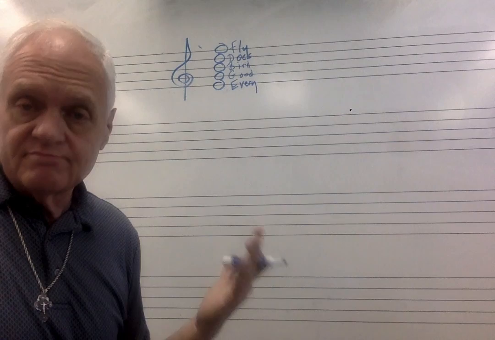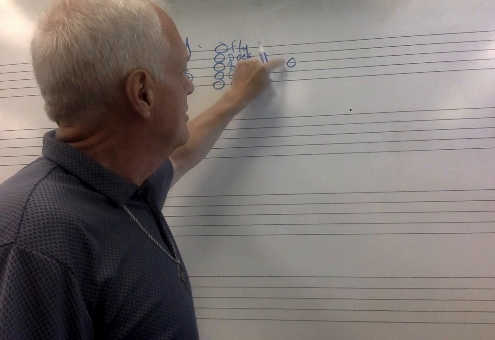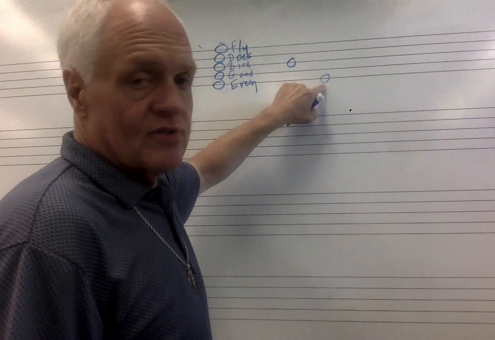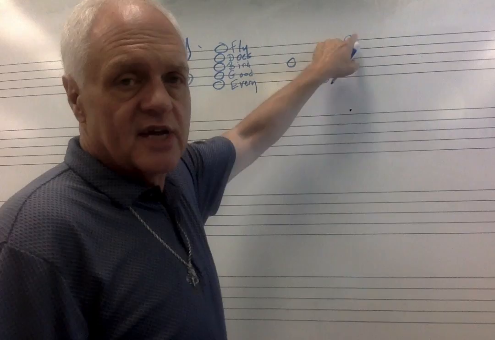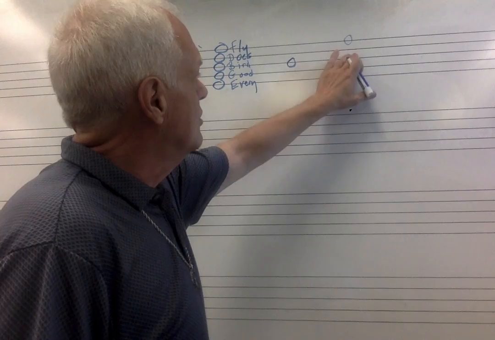If I show you a note on that line and I say, tell me what that is, if you remember every good bird does fly, you'll know that note is every good. Every good bird is a B. That's a B. If I showed you this one, you would go every. It's an E. If I showed you that one, you'd go every good bird does. First of all, you'd say it's on the line. And so since it's a line, the saying for the line is every good bird does fly. Every good bird does fly.